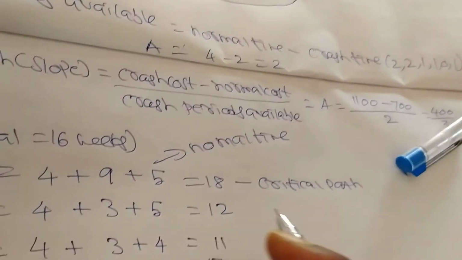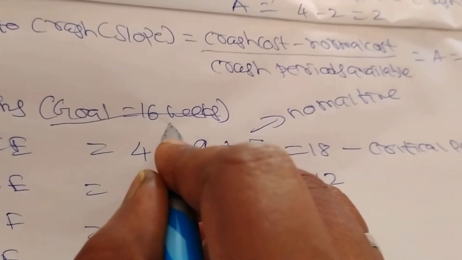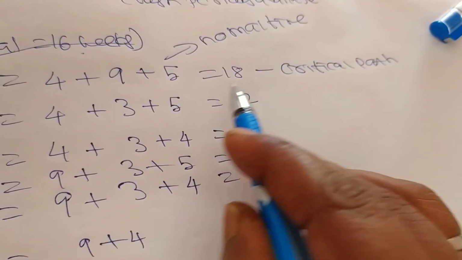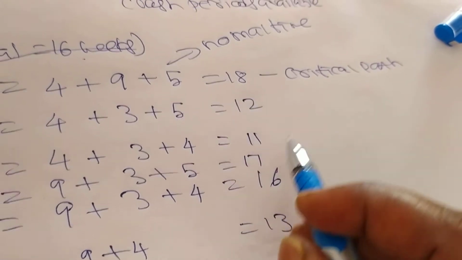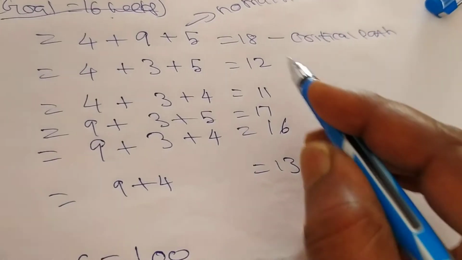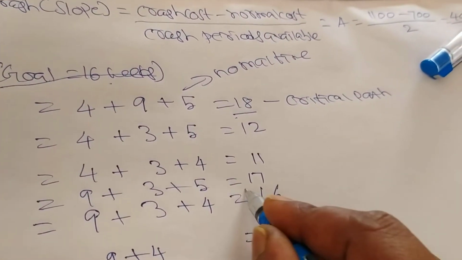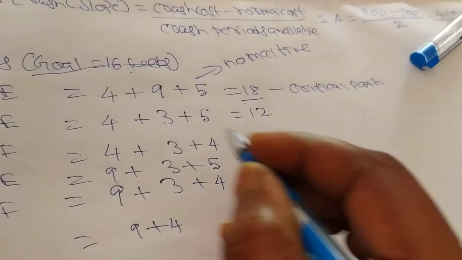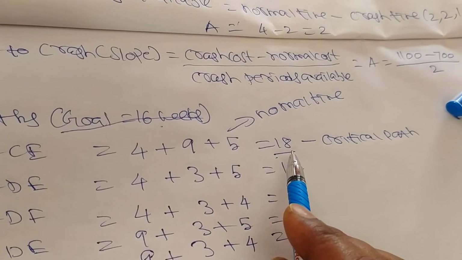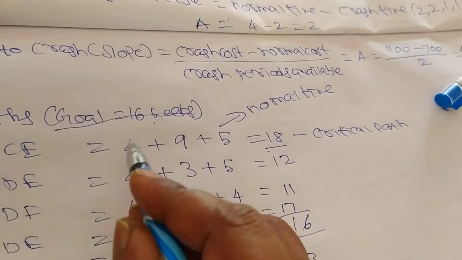So they already gave 16 as the goal. Correct? Goal of the week, 16 weeks. So this is also the critical path, because it's more than 16. Here 17 is there, 16 is there, others are less than 16, but here it is 18. So we have to reduce the 18 and 17 to 16. Correct?